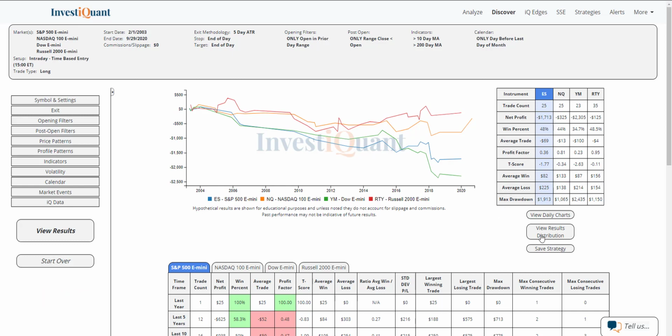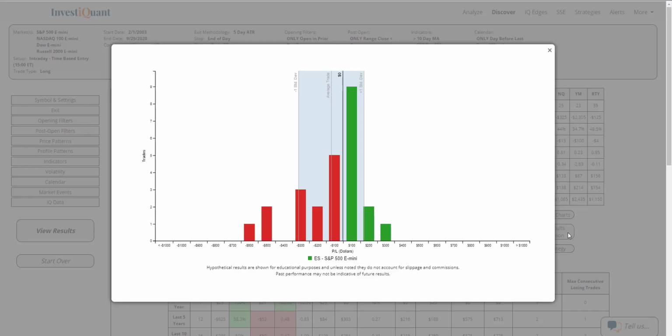So let's take a look at the results distribution for the S&P. So these are the results distributions of the trades within this back test. And you can see on the vertical axis, we've got the trade count. And then on the horizontal axis, we've got the P&L in dollars based upon trading one contract of the ES. The farther you go to the left, the bigger the loss. The farther to the right, the bigger the gain. We've got 0 right here in the center. And the blue highlighted section is one standard deviation from the average trade. The average trade is marked right here in the middle.